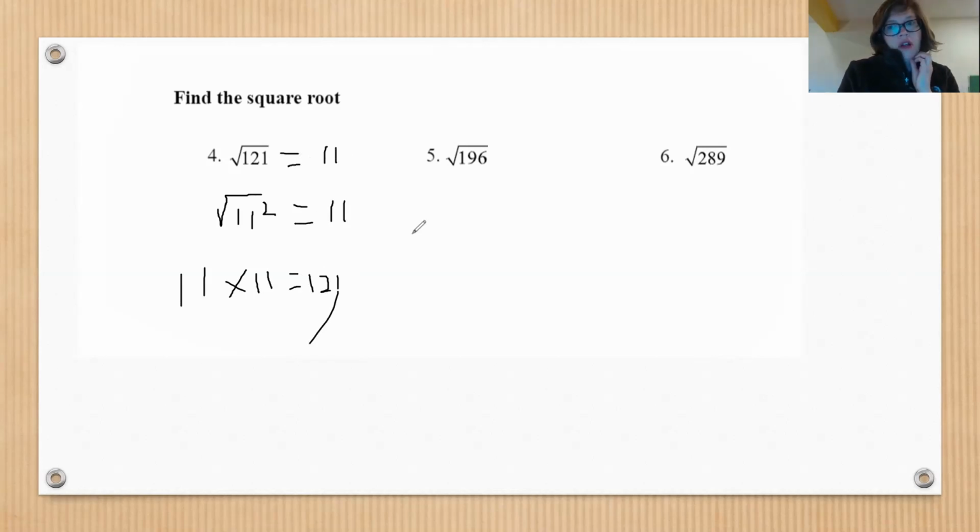Why don't you give number 5 a try, and then we'll go over it, okay? If you need to pause the recording, I would suggest doing that and trying it, and then we can go over it, all right?